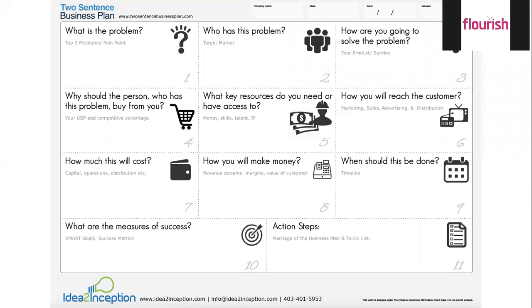And so I'm hoping you've started to bullet point this, and the first few boxes start to become okay, and then how much will it cost, how will you make money, when will this be done, what are your measures of success, usually take a little bit longer if you've not had time to plan, think, or you've not been running for a while.